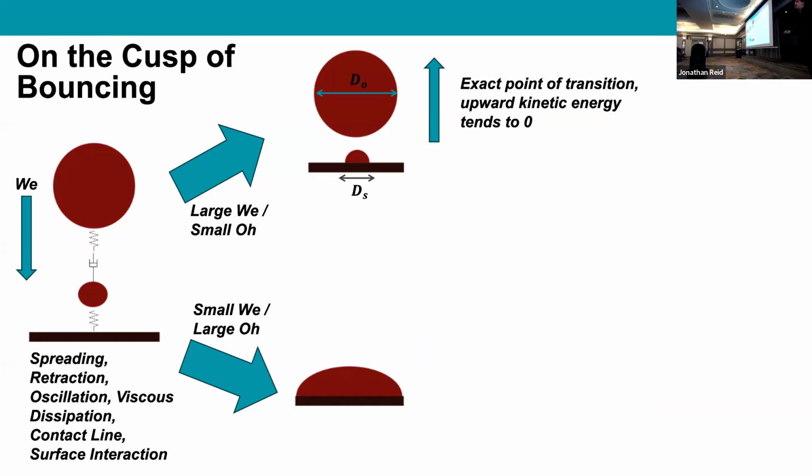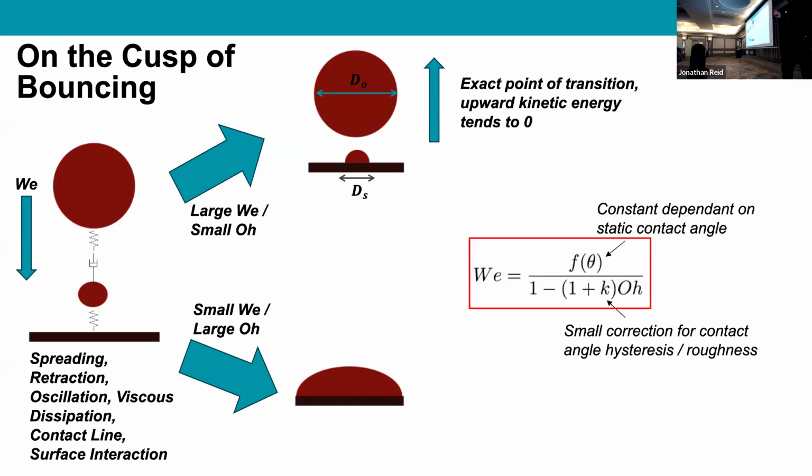And if that's the case, we can actually derive a Weber number for this bouncing condition. And we did that. And we got this condition here, that the Weber number of this transition from sticking to bouncing is equal to a constant, which is dependent on static contact angle, divided by 1 minus the Ohnesorge number, times a small correction factor if the surface is rough, or an atypical contact angle hysteresis. And let's look at this closer.